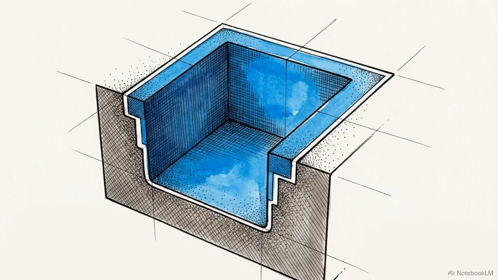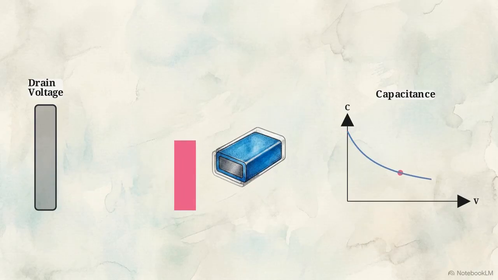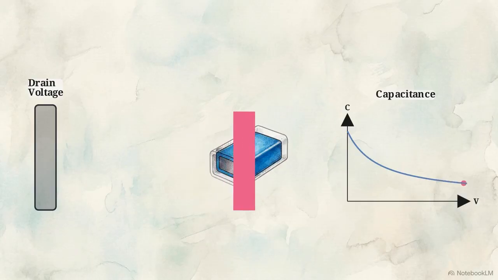This insulating depletion region acts as the dielectric of a capacitor, forming what is known as junction or diffusion capacitance. The width of this region is nonlinear, changing in response to the voltage at the drain terminal. As voltage increases, the depletion region widens. This increased distance between the conductive regions results in a lower junction capacitance.